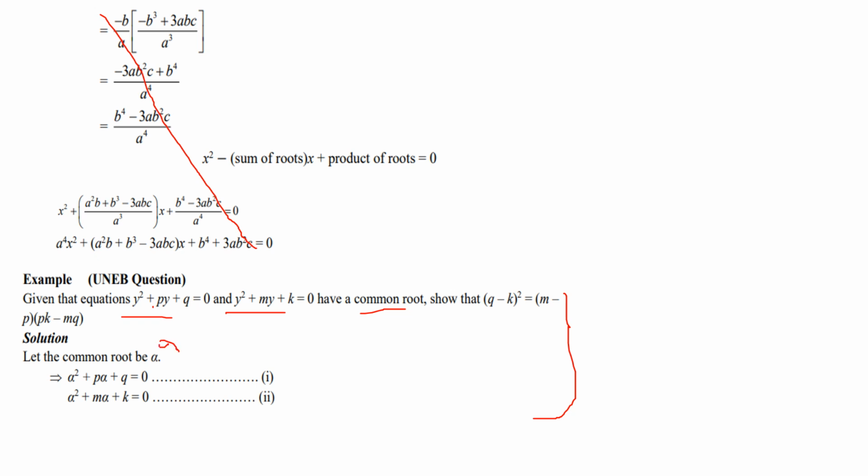After letting the common root to be alpha, you substitute and change the variables given in the question. So that's the first step to earn any mark on such numbers. If you don't start by letting, you are going to lose all the marks. So after letting, our equation 1 is going to become alpha squared plus p alpha plus 2 is equal to 0. And our second equation is going to become alpha squared plus m alpha plus k being equal to 0. So let's see on the next slide the calculations.